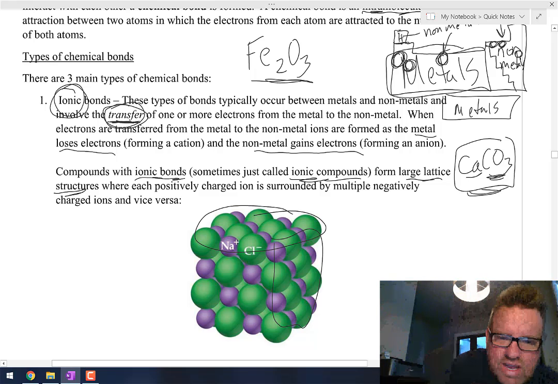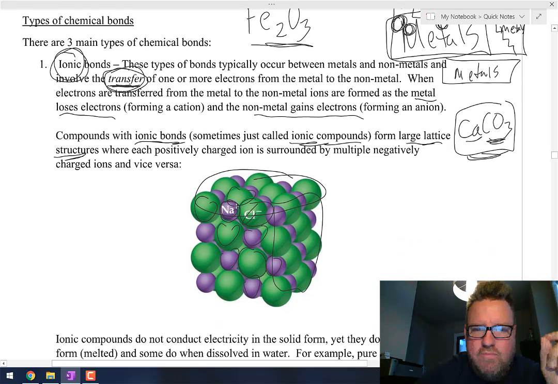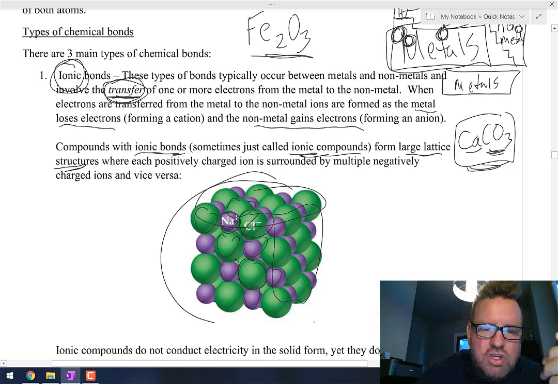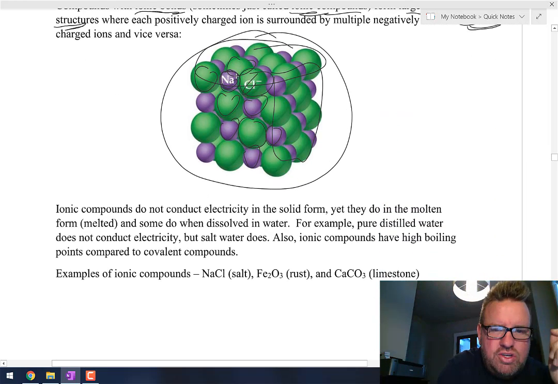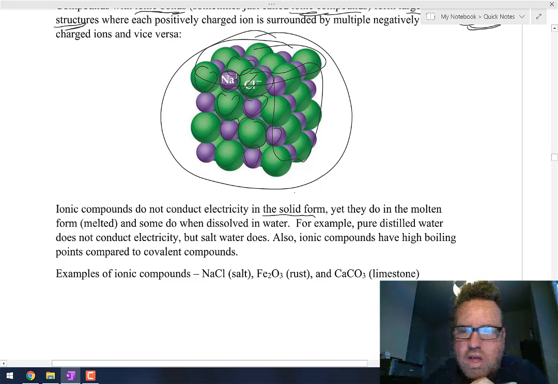Okay, so it's really not just one sodium and one chlorine. It's really a sodium surrounded by a whole bunch of chlorines. And it's a chlorine surrounded by a whole bunch of sodiums. And that makes those bonds really, really strong. Okay, so ionic bonds are between metals and nonmetals. They involve the transfer of electrons, and they form these large lattice structures. Okay, they don't conduct electricity in the solid form. So if you take salt and try to run electricity through salt, it doesn't.